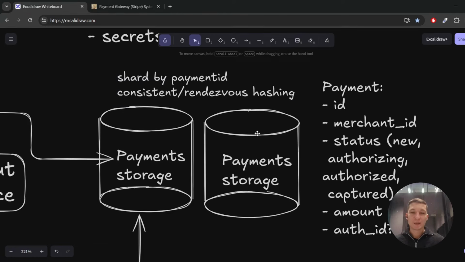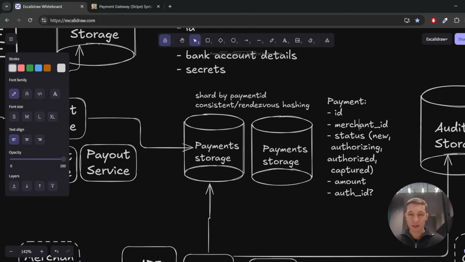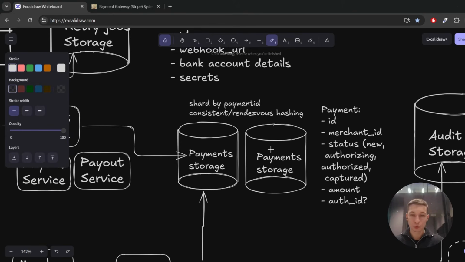The problem here is that in case we want to get all the payments per merchant ID for a merchant dashboard or something like that, we end up with a scatter-gather approach, which means we're going to query all the shards we have in order to get payments related to the merchant ID. And this is not the best thing to do.